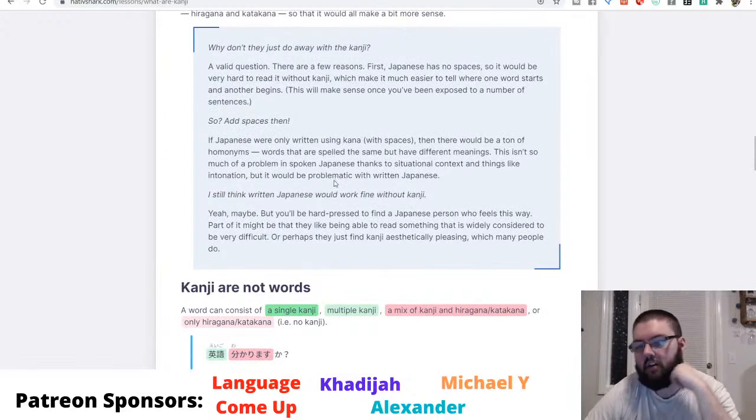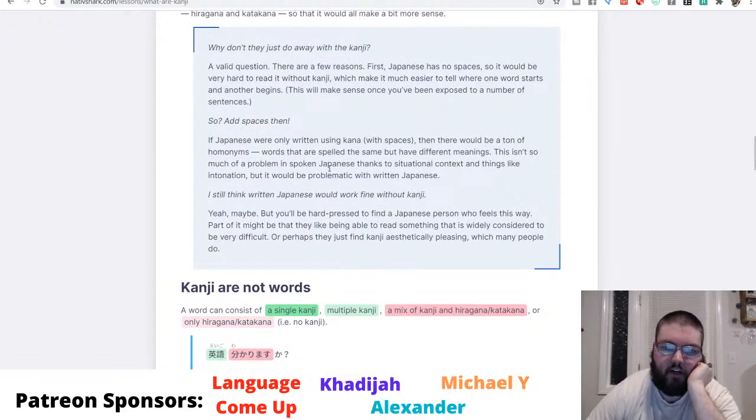So add spaces then. If Japanese were only written using kana with spaces, then there would be a ton of homonyms, words that are spelled the same but have different meanings. This isn't so much of a problem in spoken Japanese thanks to situational context and things like intonation, but it would be problematic with written Japanese. I still think written Japanese would work fine without kanji.